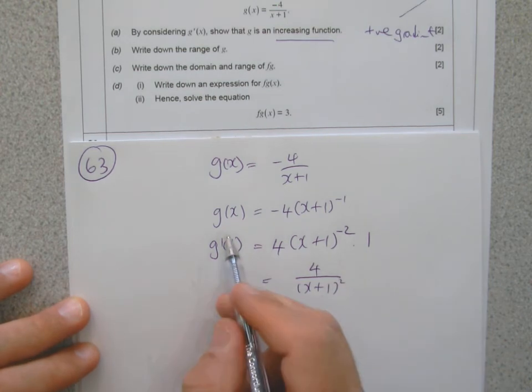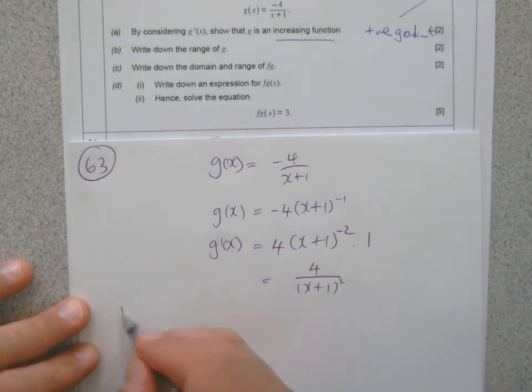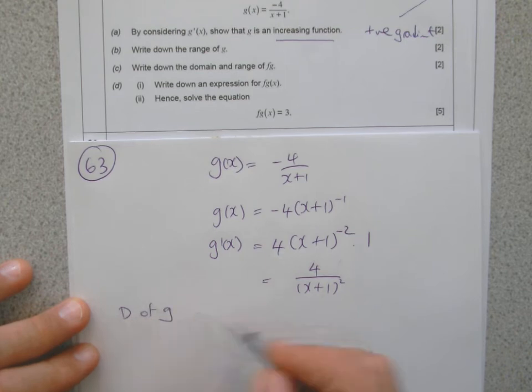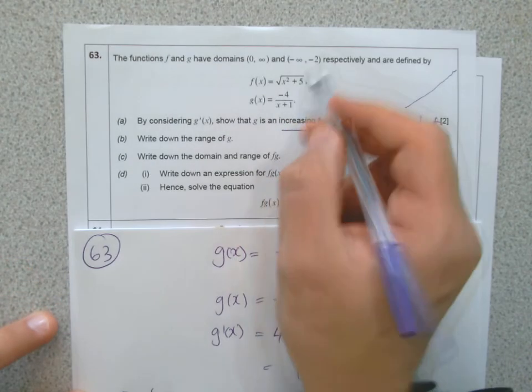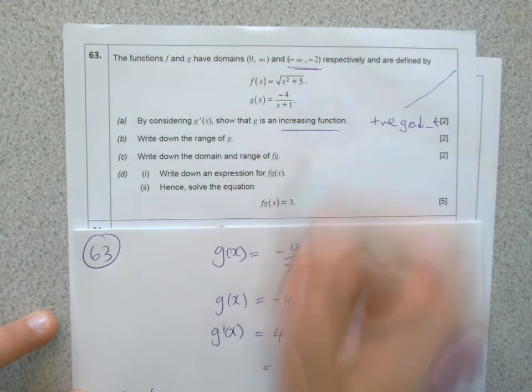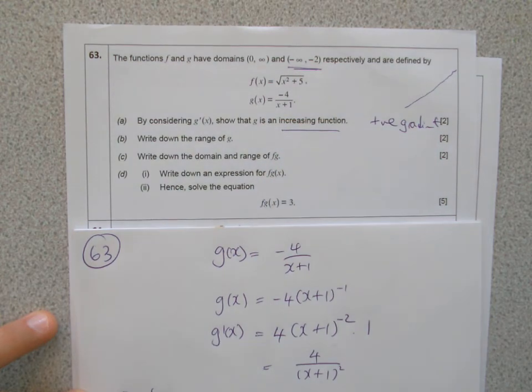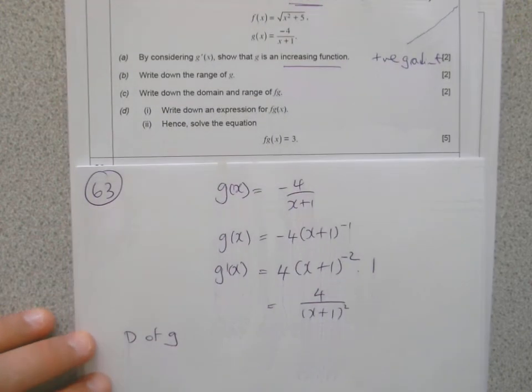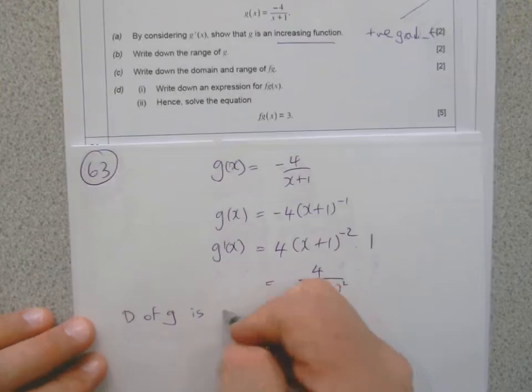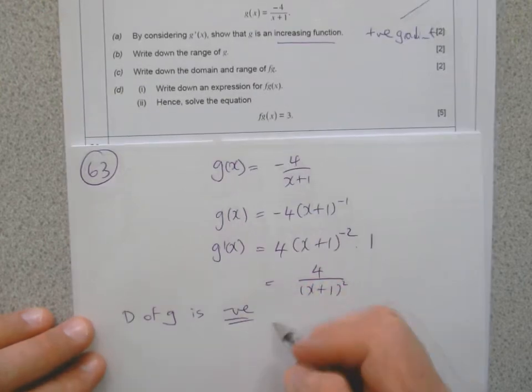Now, to show that this is an increasing function, it's all going to do with the domain of g. Okay, look at the domain of g, so we've got to go back up to the top. The domain of g is here, isn't it? That's the domain of g. Okay, and the domain of g is negative, I believe. Okay, so the domain of g is negative because it's minus infinity to minus 2.